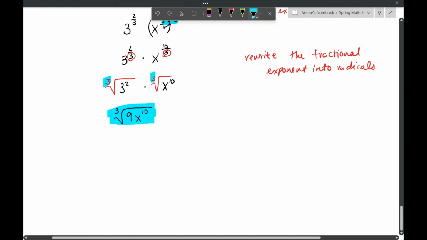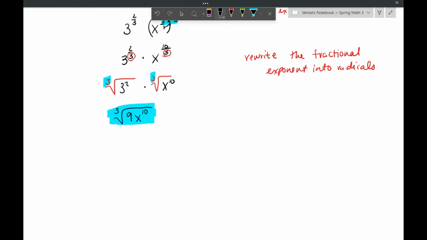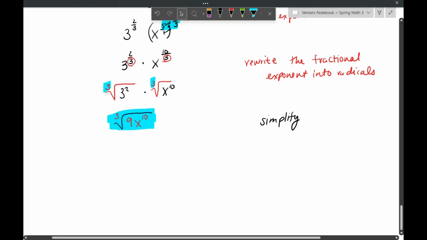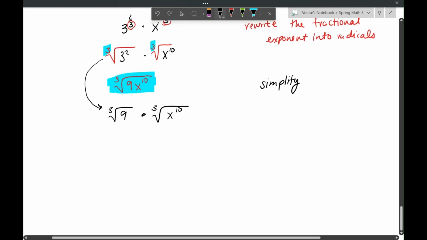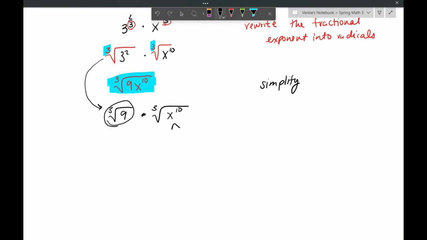Another way to rewrite this is, of course, we want to simplify. So to do this, separate it. So let's go back to here. Cube root of 9 times cube root of x to the 10. This one, we can't do anything about it, so let's leave it alone for now. But this one, I can rewrite it.